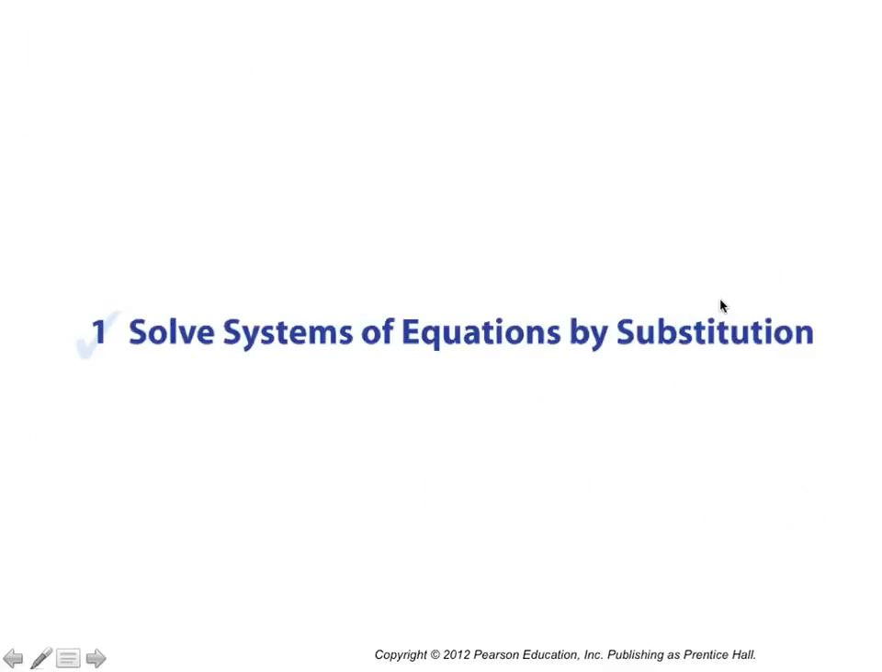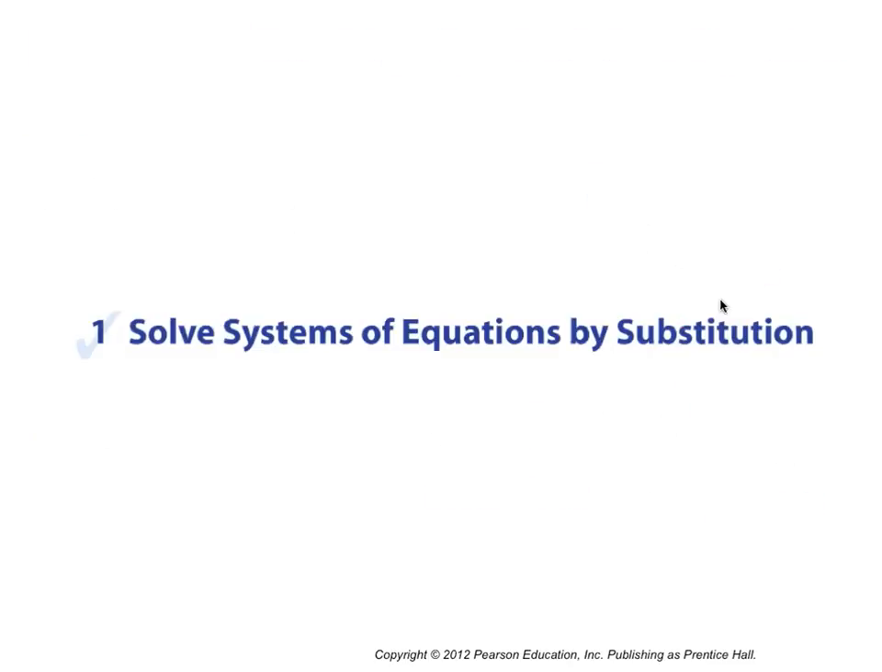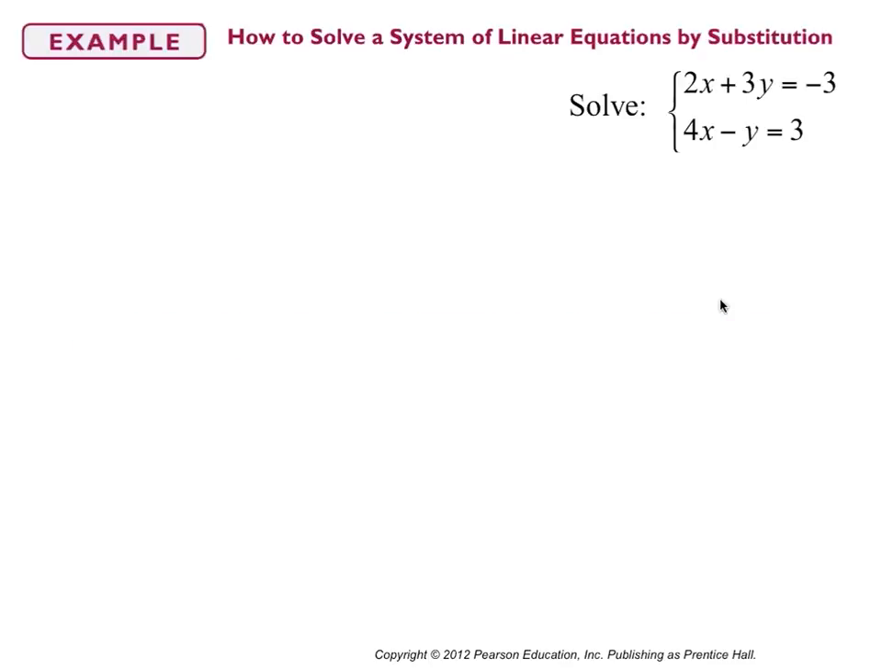So let's go ahead and take a look at an example where we're actually solving this algebraically. Those were just a couple of examples where we could see what it looked like in terms of a graph. But let's look at something where we're going to solve a system of equations using substitution, and then we're going to do elimination next. So we have this equation 2x plus 3y equals negative 3, and then we have the equation 4x minus y equals positive 3.